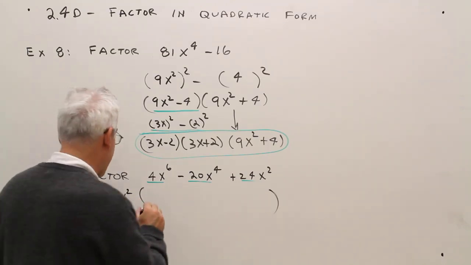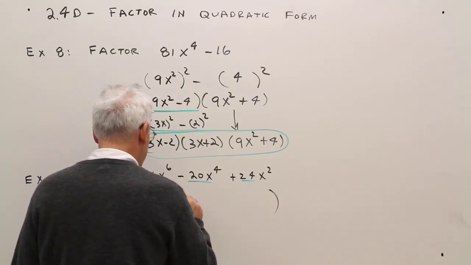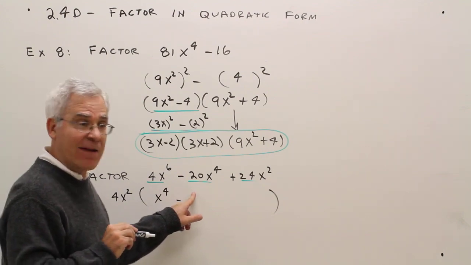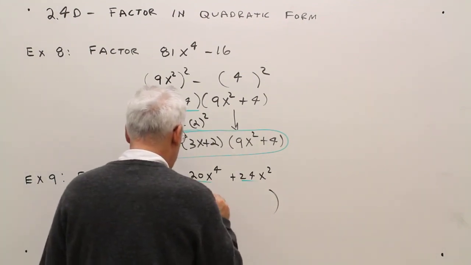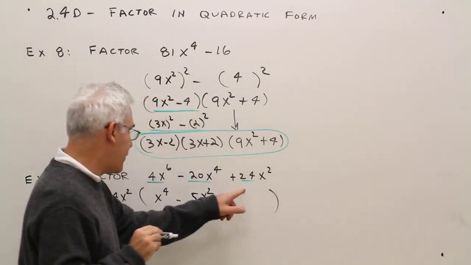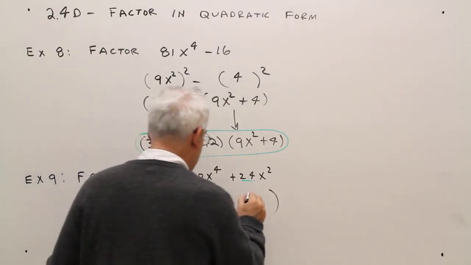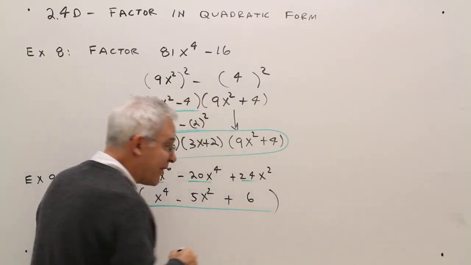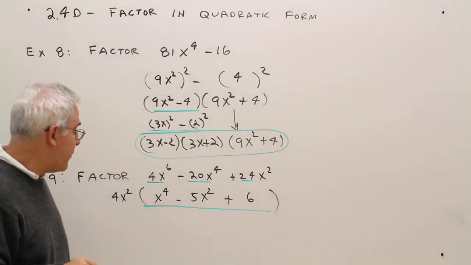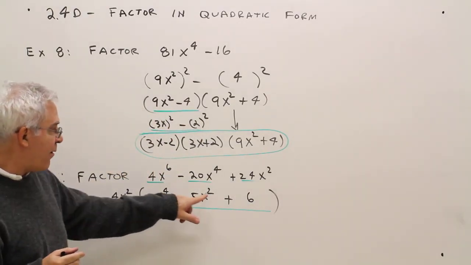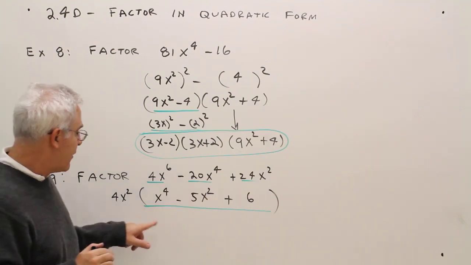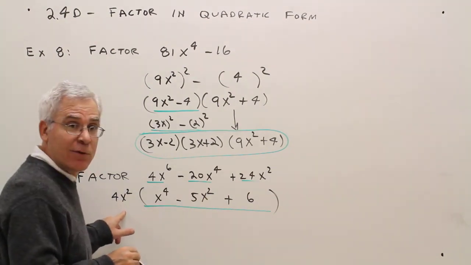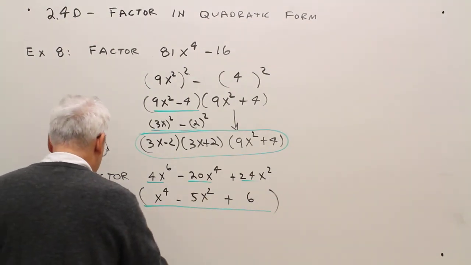x to the fourth minus 5x squared plus 6. Okay, now let's see if I can factor that. Whoa, this is x to the fourth and x squared. So again, a common mistake, students forget to bring this down. I'll do it right away.